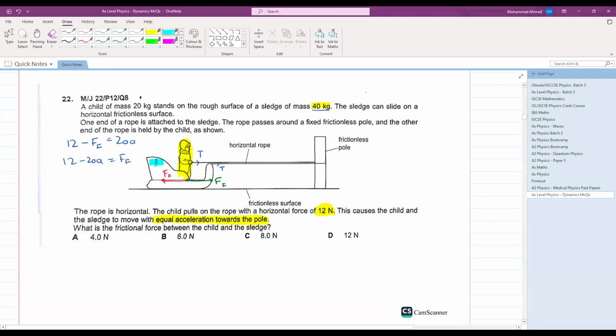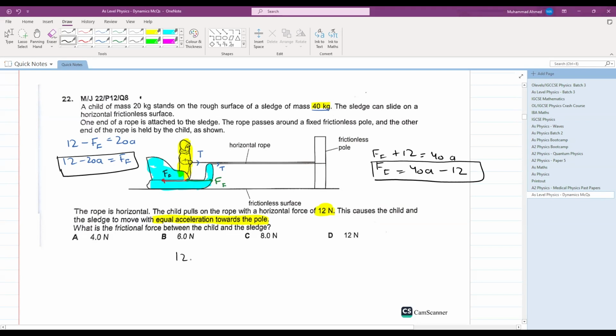If I apply the resultant force equation to only this sledge, then what will happen? Frictional force plus tension, that is 12, is equal to mass into acceleration. Frictional force is equal to what? 40A minus 12. You have two equations, this one and this one. Let's equate both of them. 12 minus 20A is equal to 40A minus 12. Perfect. Let's take 12 to the other side. It will become 24 is equal to 60A.